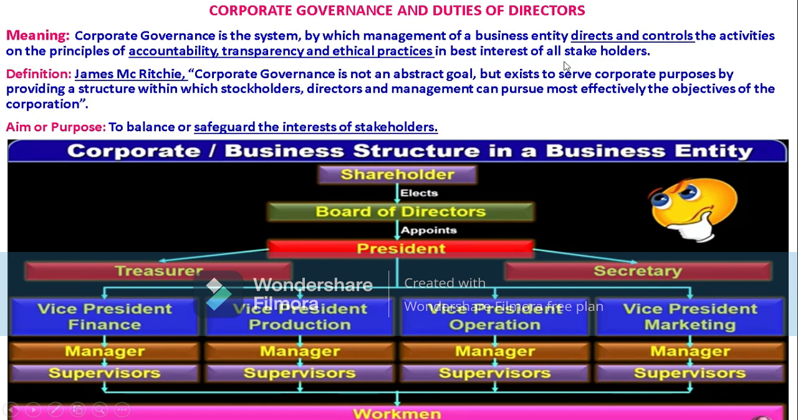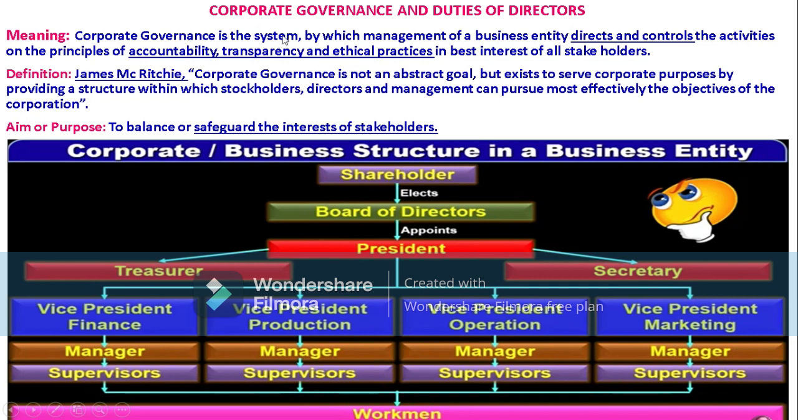I'll explain the stakeholders. Stakeholders are nothing but the persons who are related to, who are associated with the company, okay? They may be internal or external persons, okay? Those are known as stakeholders. For example, we can say customers, suppliers, government, competitors, communities, okay? Likewise employees. All these can be considered as stakeholders along with shareholders. So that is corporate governance.